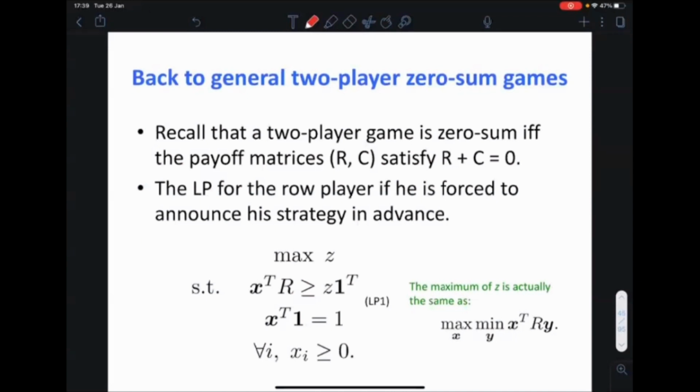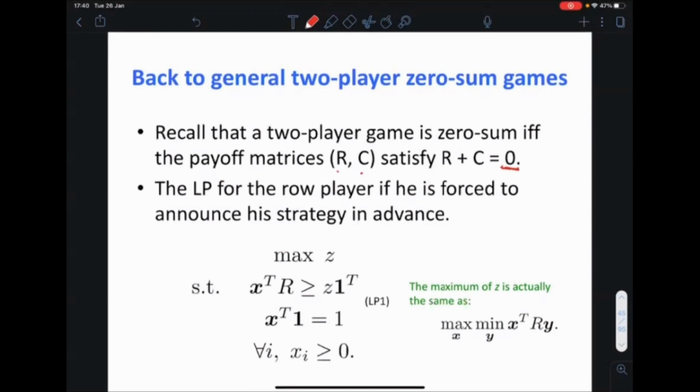Now, with this theory in mind, let's go back to the two-player zero-sum game. Recall we have two players, a zero-sum game, and a matrix. The matrix says your payoff minus my payoff is always 0, and we can then write down each player's solution by using LP. If the players are forced to announce the strategy once, we can write this down.